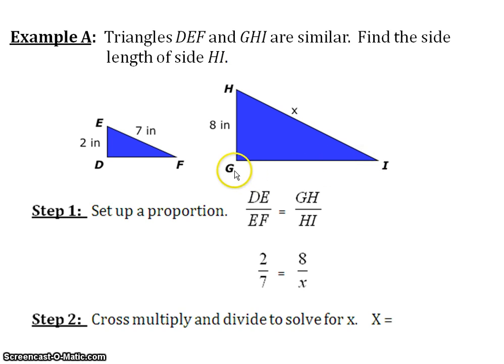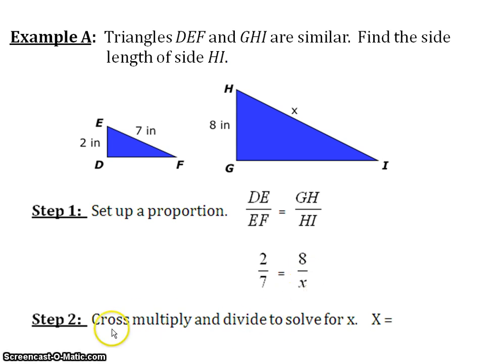So we're going to set up the short leg, which would be 8 inches, over the hypotenuse that we don't know, which is labeled X. So 8 over X. 2/7 is proportionate to 8 over some number X.